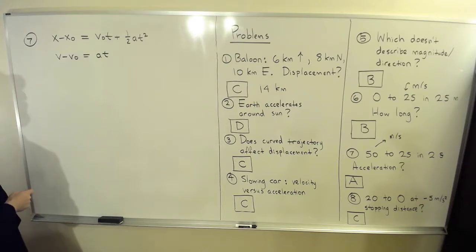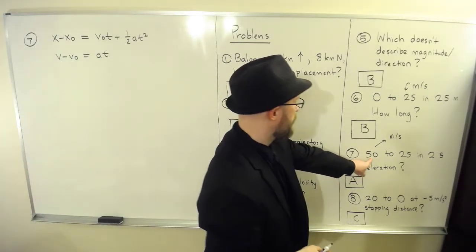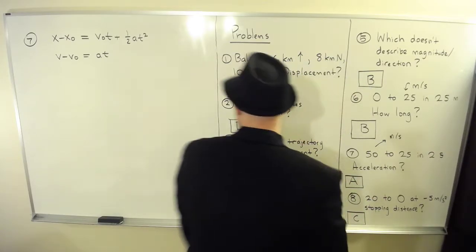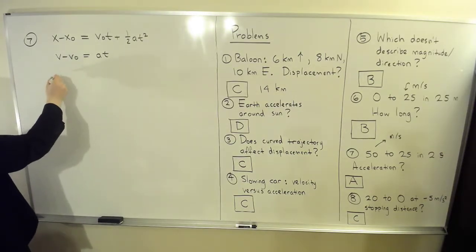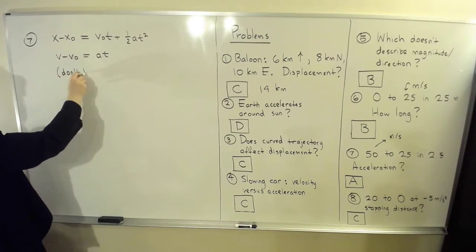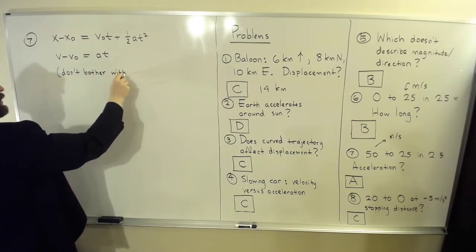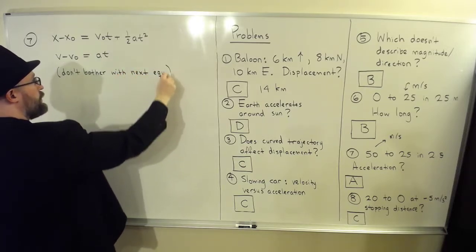What about that one? Well, I'm given an initial velocity, that's 50. I'm given a final velocity, that's 25. I'm given a time. Well, what do you know? It's easily this one. I don't even have to worry about the next one. So don't even bother with the next equation.